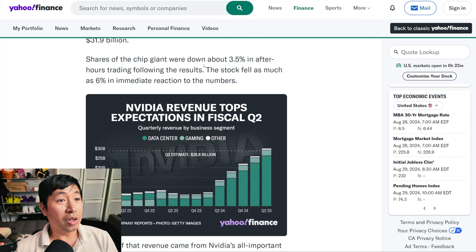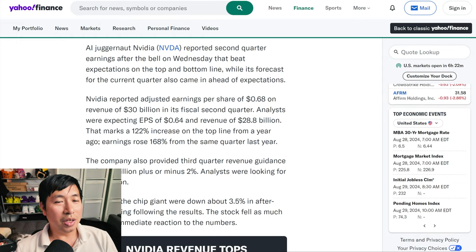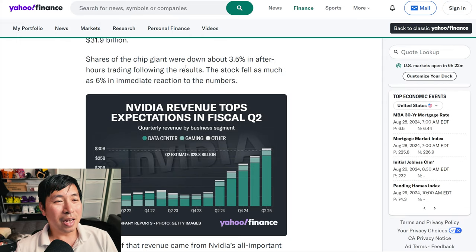Shares of the chip giant were down about 3.5% in after-hours trading. Following the results, the stock fell as much as 6% in immediate reaction to the numbers. So as you can see, a bunch of good numbers, good news, but they ended up falling a bunch after hours.